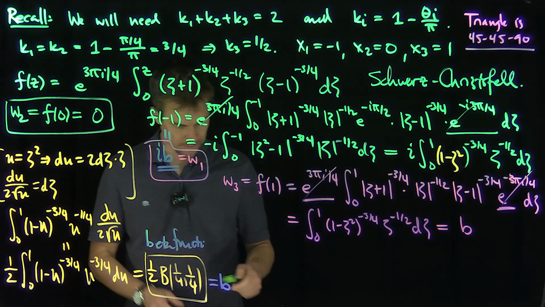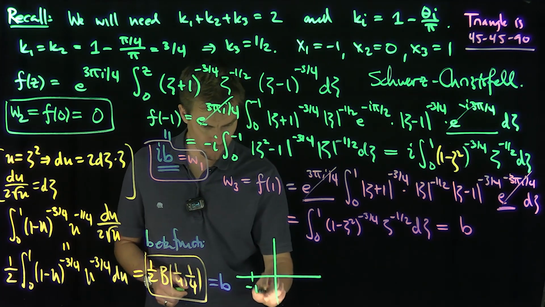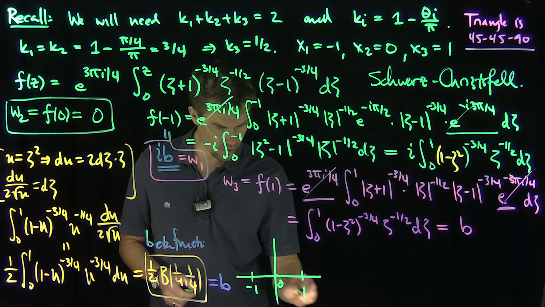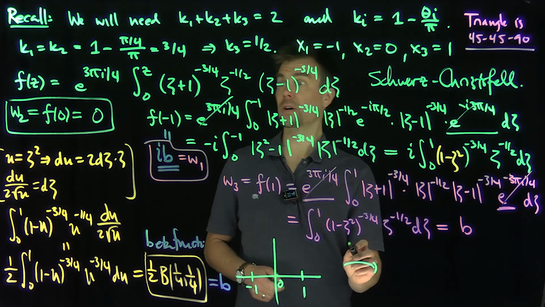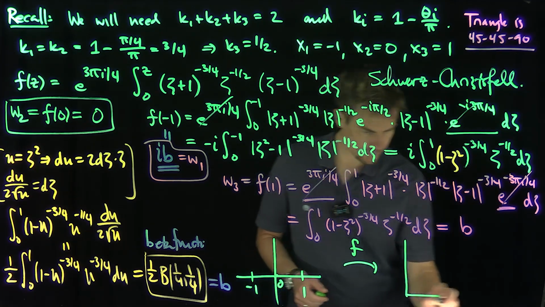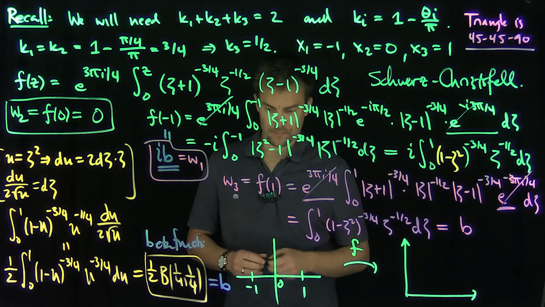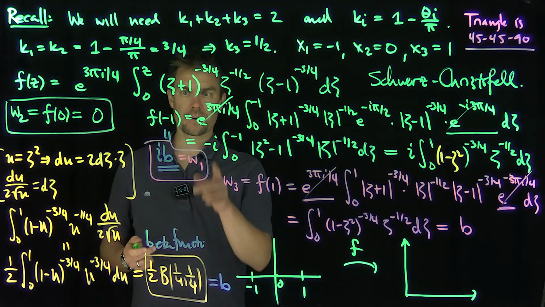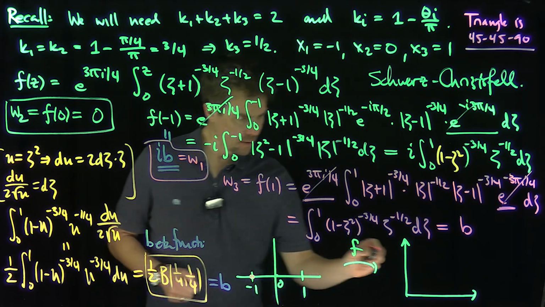So what's happening over here is here's our upper half space. Here is negative 1, here is 0, and here's 1, okay? Negative 1 maps where? This is our Schwarz Christoffel mapping f. It's going to map it over here, like so. It maps negative 1 to iB. So negative 1 goes to iB.